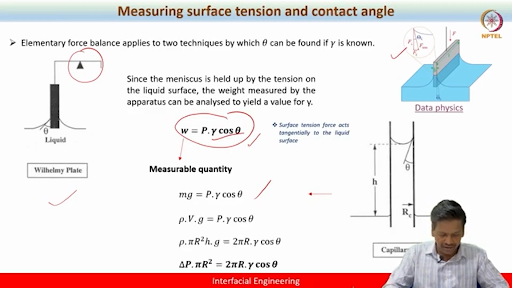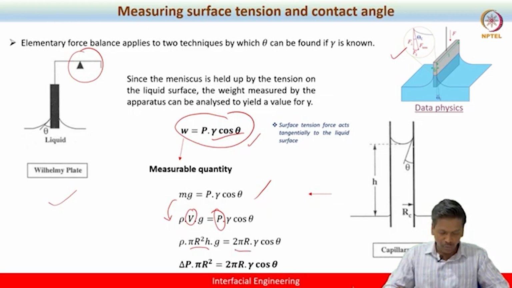So what we can do is break this mass into gravity equation, mass into gravity, into rho Vg. In this case, we know the volume of the capillary tube, which is nothing but pi r squared h. We know the perimeter because the surface tension acts on the circumference, which is nothing but 2 pi r. That is the difference here as compared to the Wilhelmy plate.